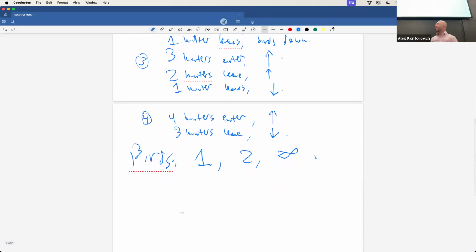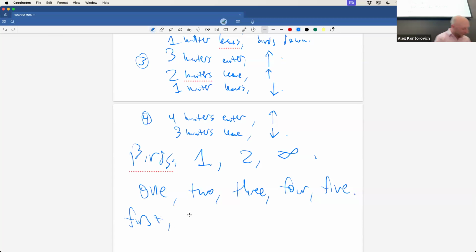Do you guys know about, what's it called? Ordinals and cardinals? What are ordinals? Ordinals like first, second, third, and cardinals 1, 2, 3. Yes. So what are the cardinals? 1, 2, 3, 4, 5, right? These are the cardinals. And the ordinals? First, second, third, fourth, fifth.